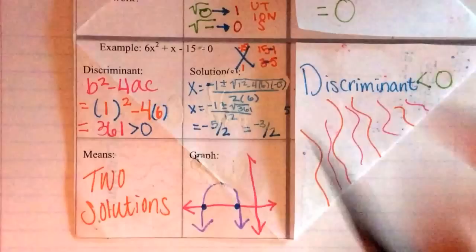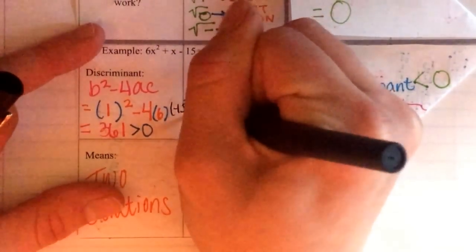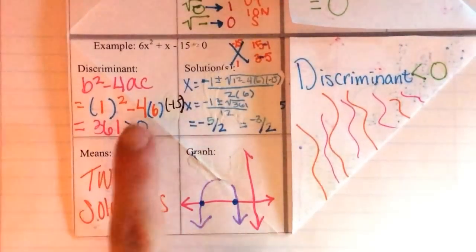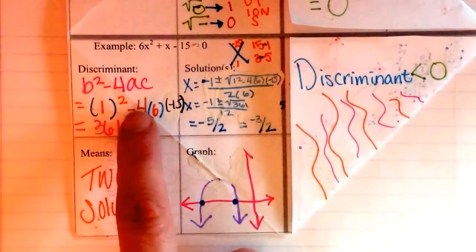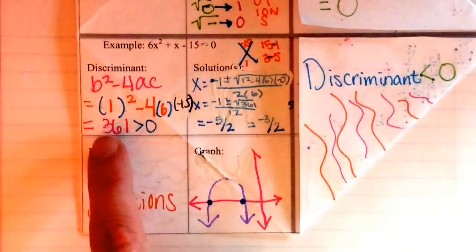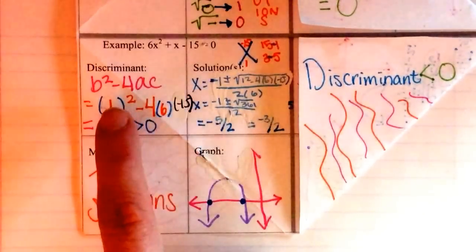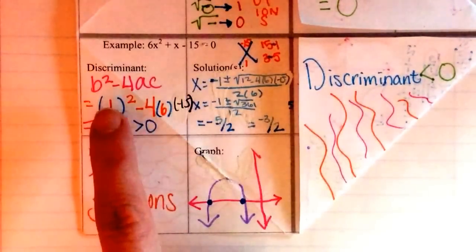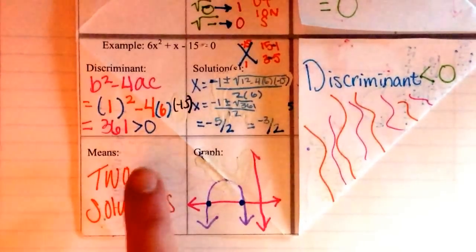Let me add that to my notes. Okay, so add that to that, so it's going to be the exact same color. So 1 squared minus 4 times 6 times negative 15. This results in a positive 360 plus 1, which is 361. It's greater than 0, which means it's 2 solutions.